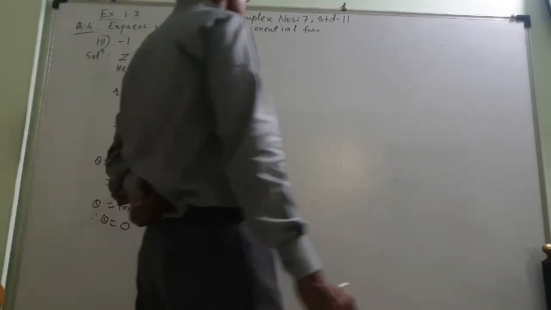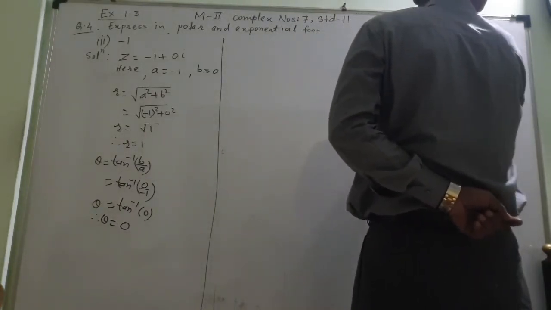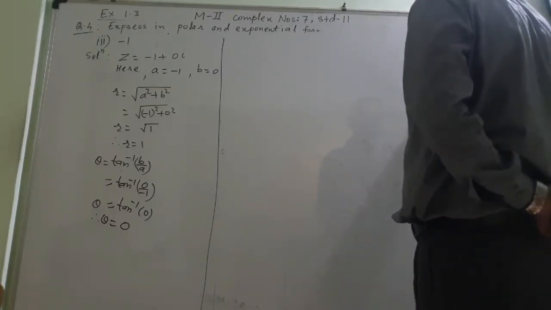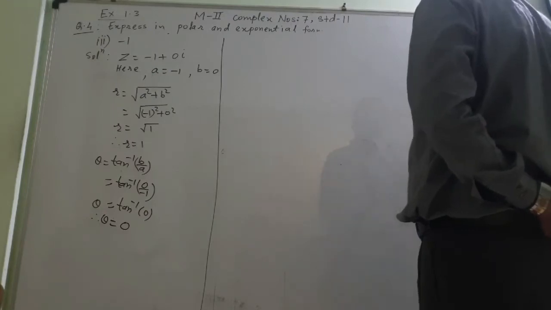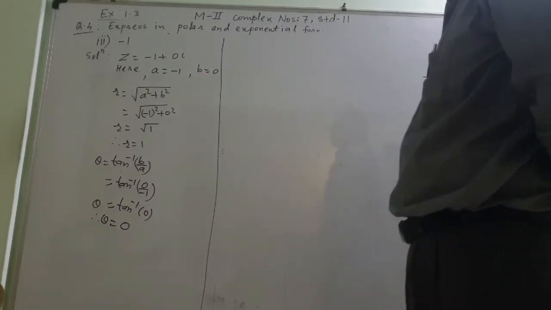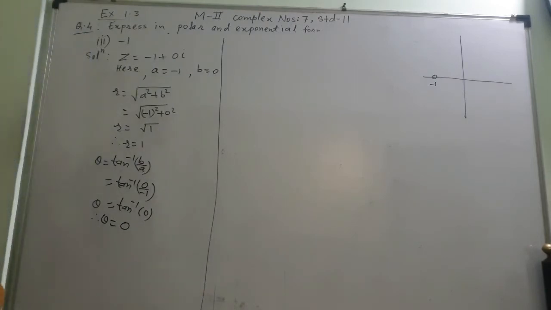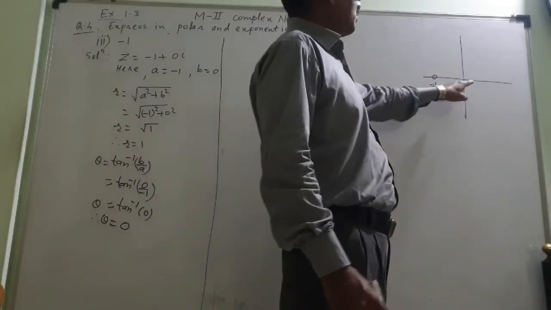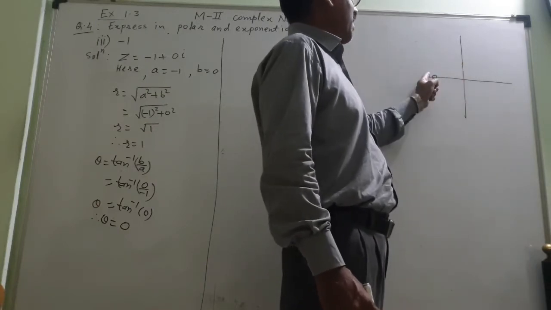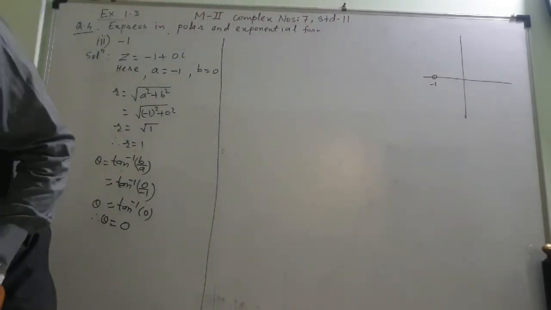Hope that you have understood this. What is that theta? I will just see here. Minus 1 is here. Since tan is always 0, it will be n pi. Why n pi? Again here, 0 pi, 1 pi, 2 pi, 3 pi, 4 pi, that way. Hope that you are getting it.